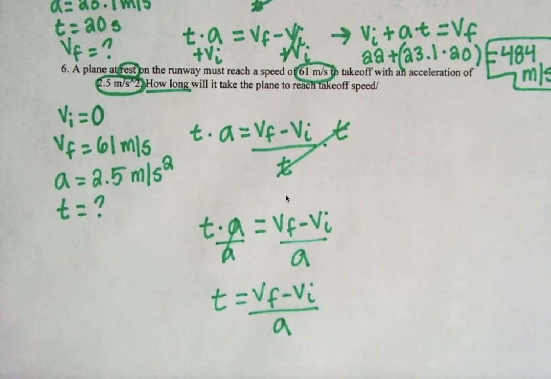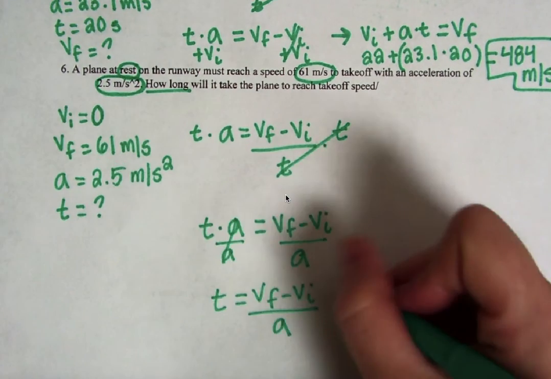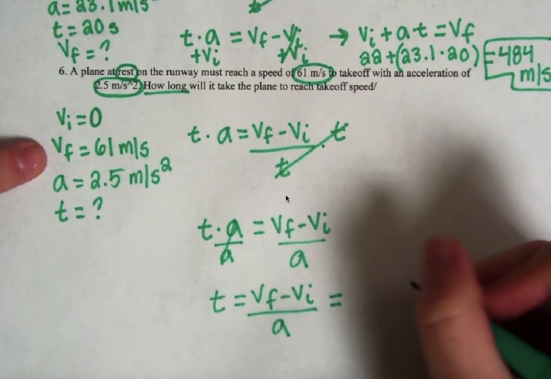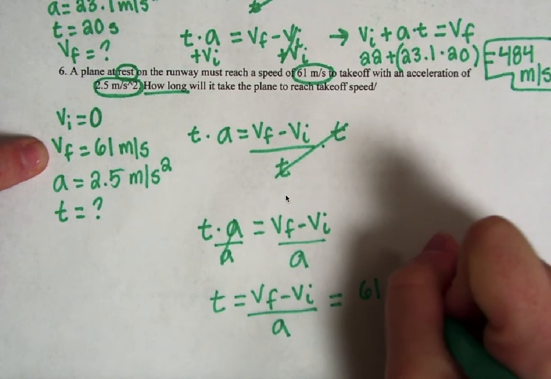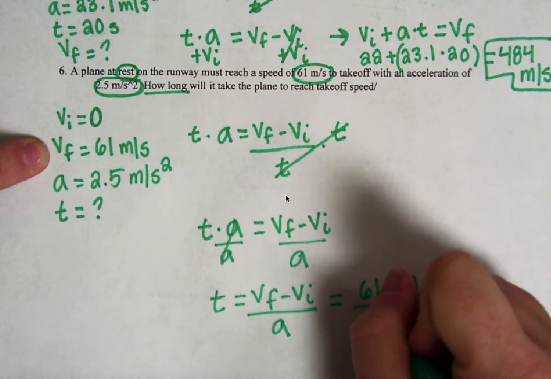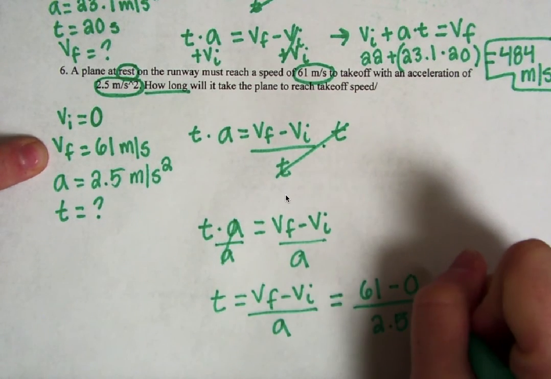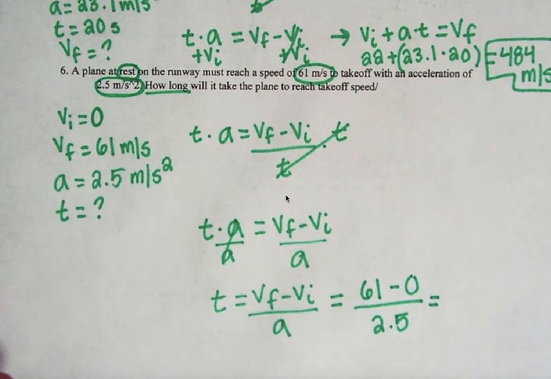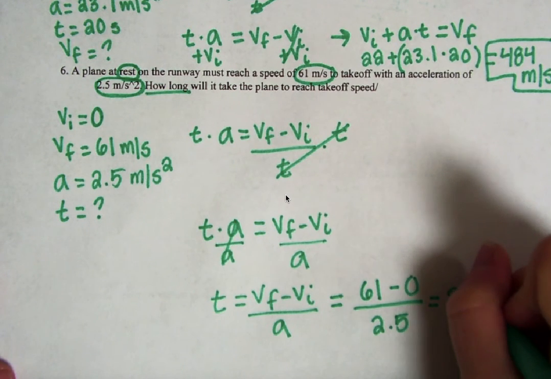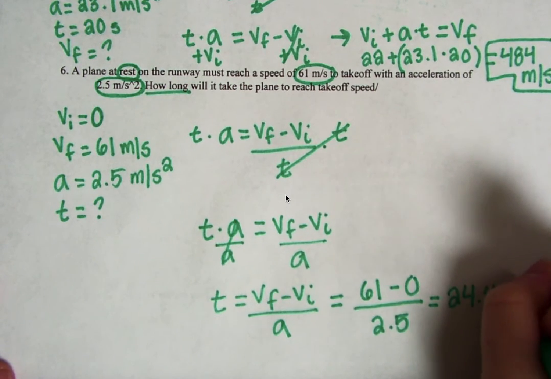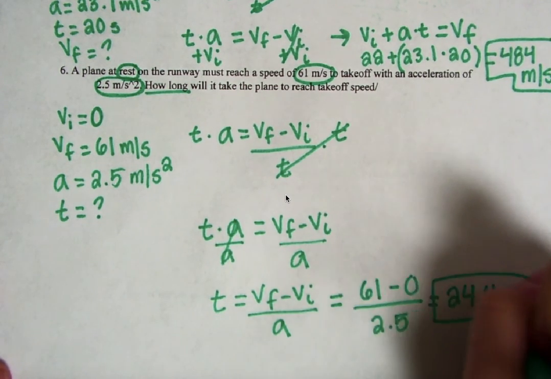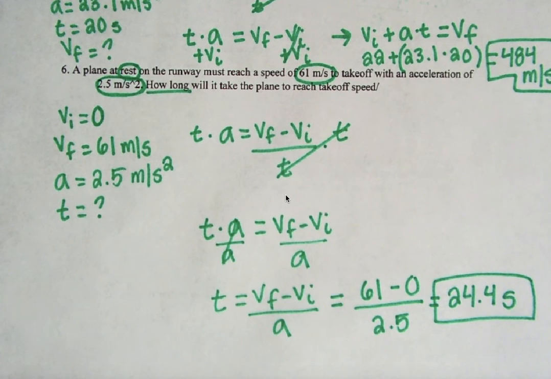And so from here we can see we've isolated the variable we're looking for, so we can plug in our values. Remember VF was 61, VI 0, and our acceleration was 2.5. So if you plug that in your calculator, you should get 24.4 seconds. Remember the units for time is just seconds.